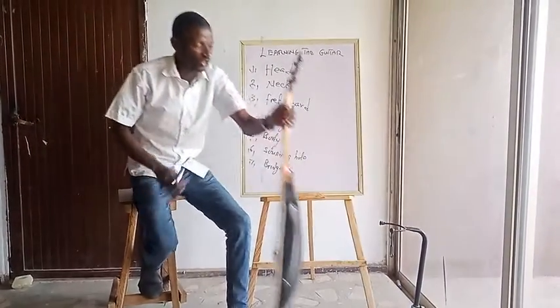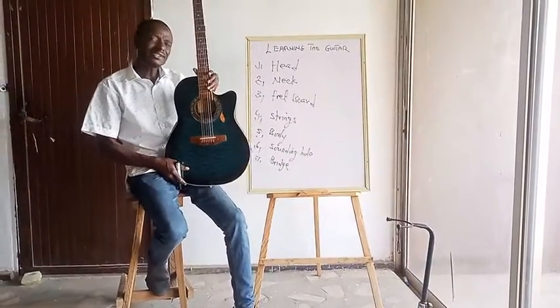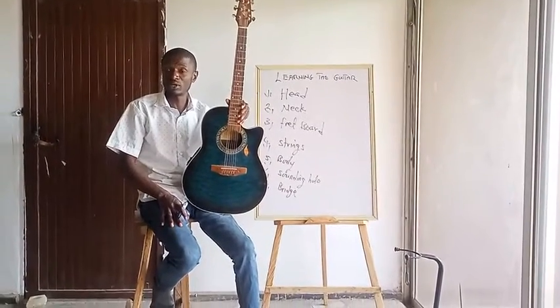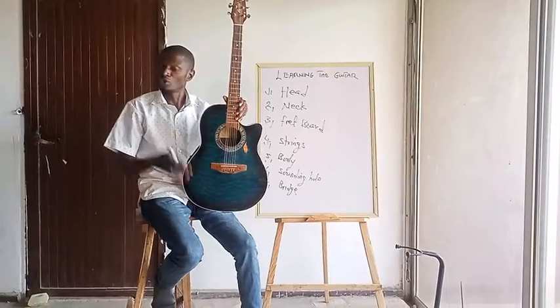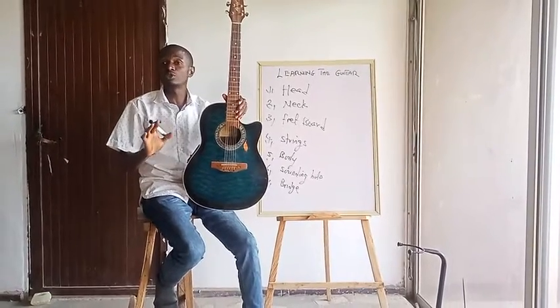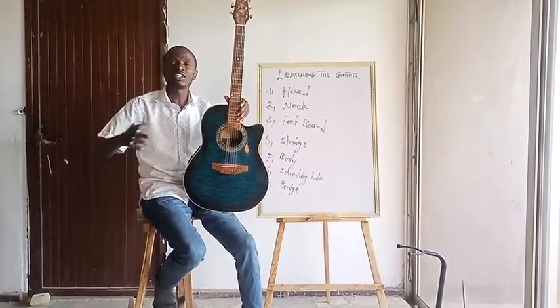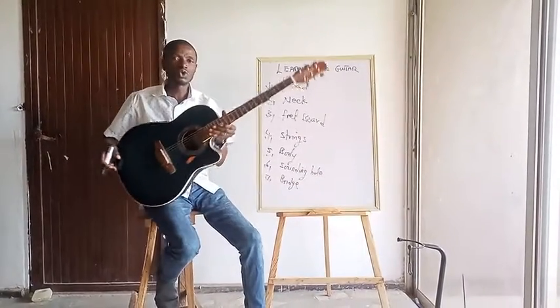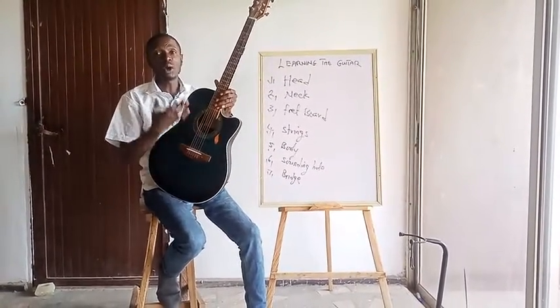Now let's look at the strings. The guitar has 6 strings. Now, of course, you have guitars that have 8. You have guitars that have 12. Those kind of guitars are a little rare, but the most common that you would find around is the guitar with 6 strings. Now, these strings you count them from down upwards.